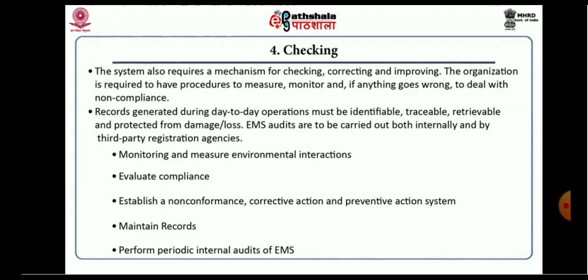And the next point is called checking. The system also requires a mechanism of checking, correcting and improving. Every organization is required to have procedures to measure, monitor, and if anything goes wrong, to deal with non-compliance. We need to maintain records. The records generated during day-to-day operations must be identifiable, traceable, retrievable, and protected from damage or loss.